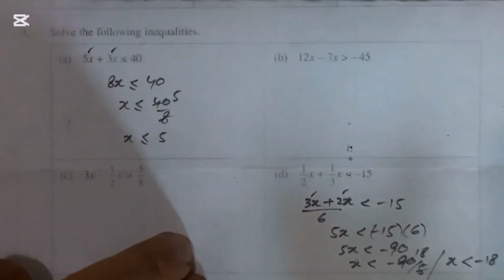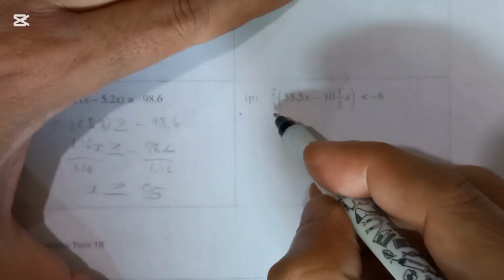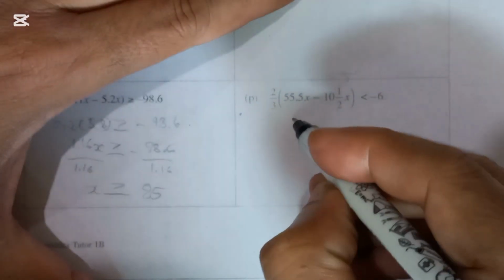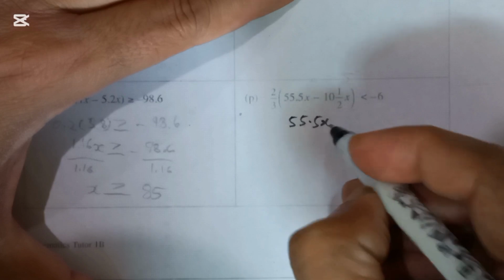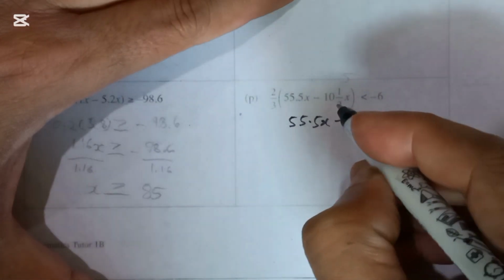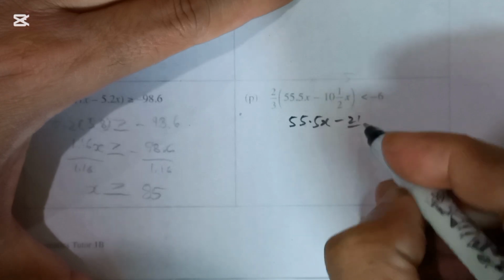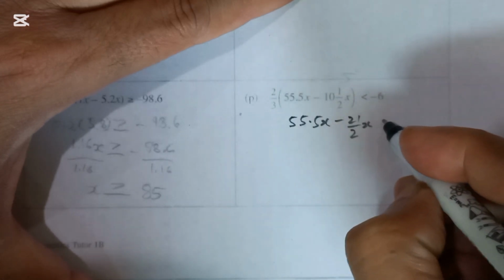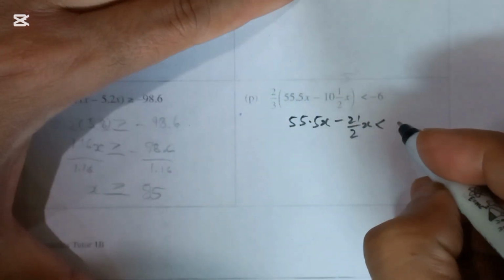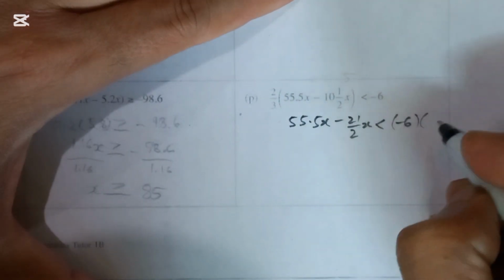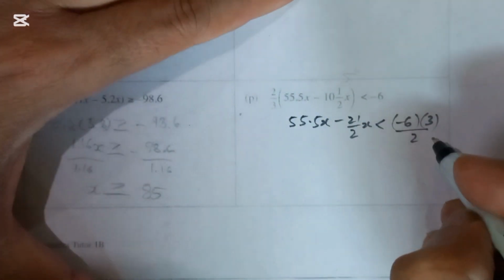So this is the answer. Here is a question. Outside the bracket we are having 2 by 3, so shift it to the right side. 55.5x minus 2 tens are 20 plus 1, 21 over 2x. This is on the left side, so this sign will remain the same. This 3 will be multiplied by minus 6, and 2 will come to the denominator of the right side.